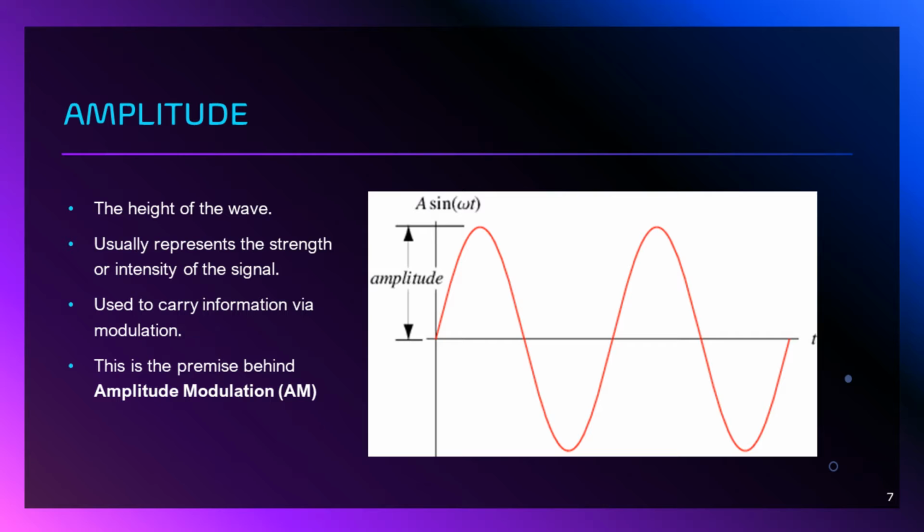So amplitude, this is going to be your height of the wave. It will represent the strength or intensity of that signal. So the higher the wave, the stronger the signal. And it's used to carry information via a certain type of modulation. We call it amplitude modulation because we are modulating the amplitude. And this will go by AM. That's how it's abbreviated frequently, not frequency.